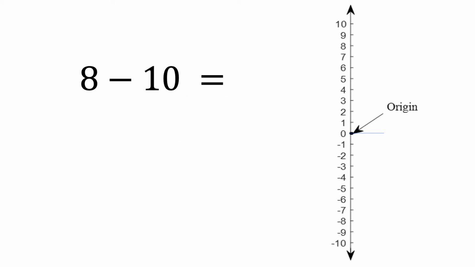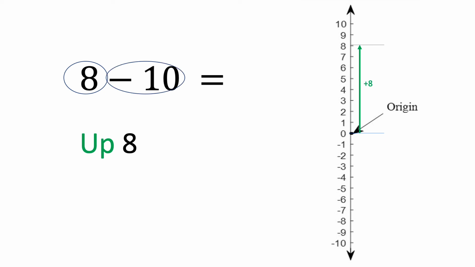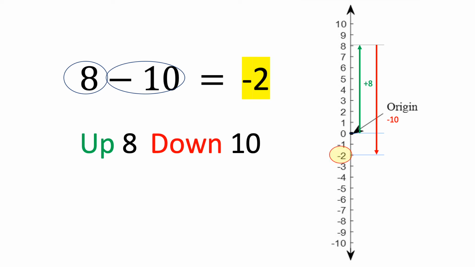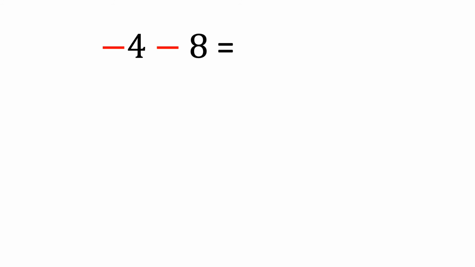Here we can take the same problem and do it on the number line. We start at 0 and we're going to go up 8. From 8, it tells us we're going down 10. When we go up 8 and down 10, we end up at negative 2, the one that there's more of.